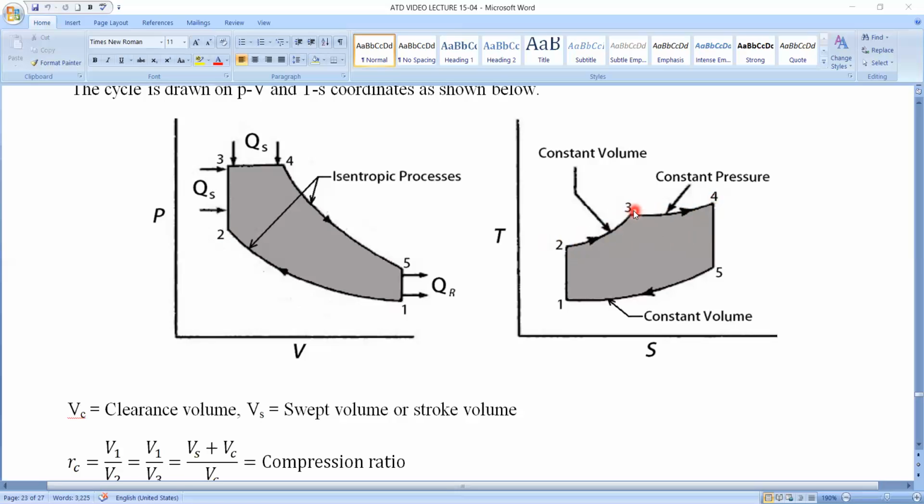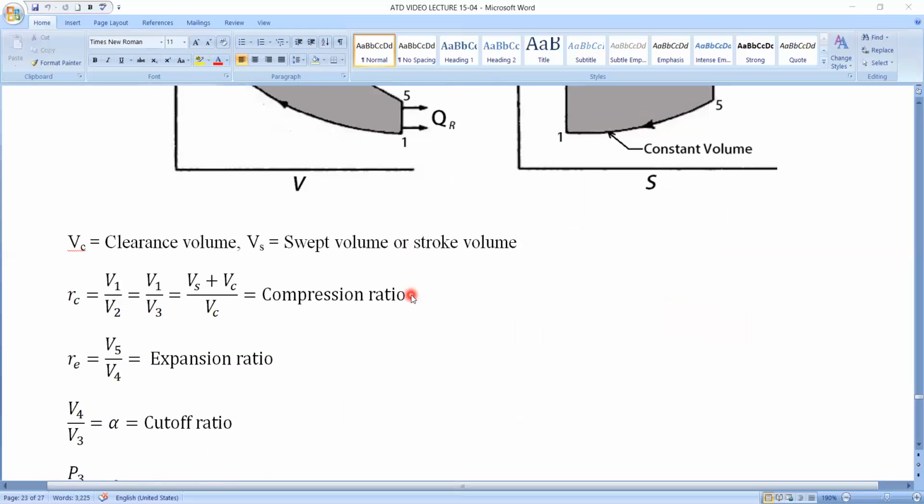On TS coordinates, the curve with the less slope is the constant pressure process, and the curve with the larger slope is the constant volume process. Got it? Similarly, the process 4 to 5 is the reversible adiabatic expansion or isentropic expansion. The process 5 to 1 is constant volume heat rejection.